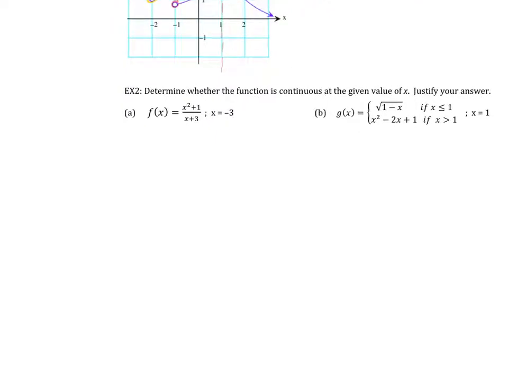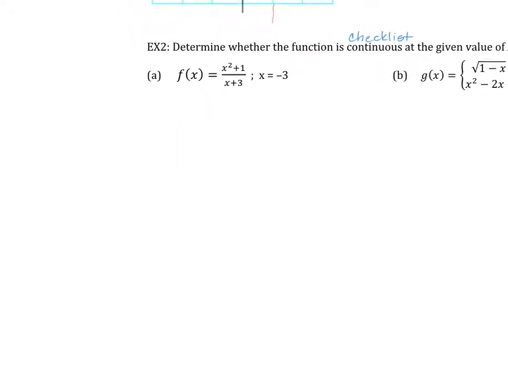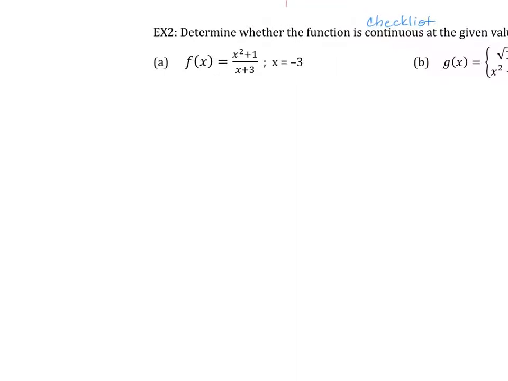So the next example, we want to determine whether the functions are continuous at the given point. If you're supposed to show whether or not a function is continuous at a point, you're going to use the checklist. Now we also need to justify our answer, and the justification will just be the checklist.